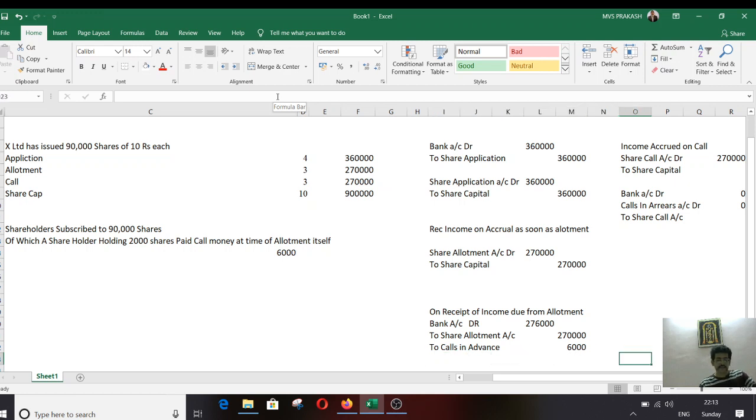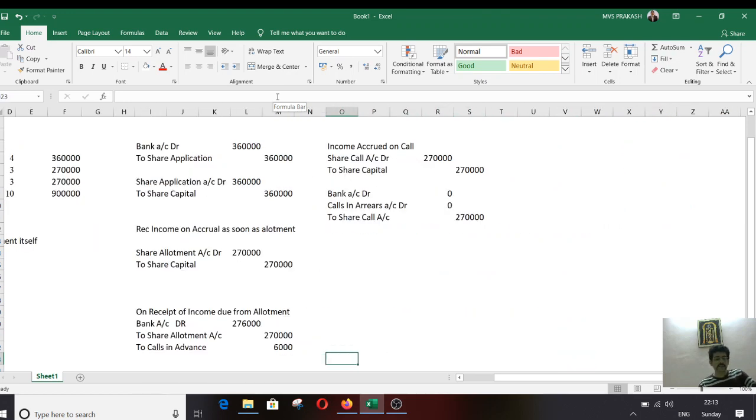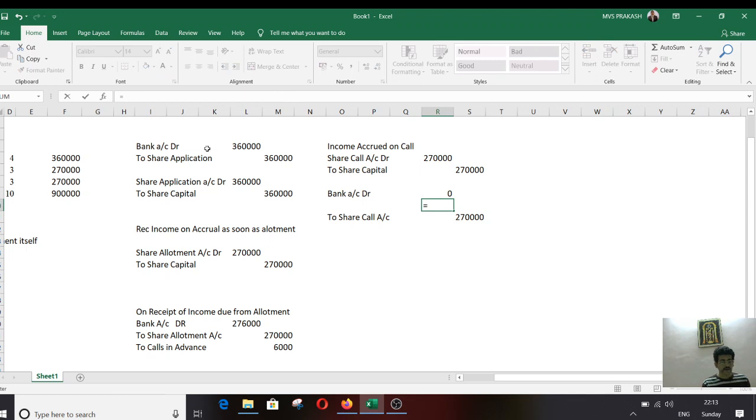Now, at the same time, when you get the money for your call, let me change this, because this is not the entry here. You are passing an entry to receive 2,70,000. You are supposed to receive 2,70,000, but you have already received 6,000. Now I need to adjust this. Now, how much amount will I receive?